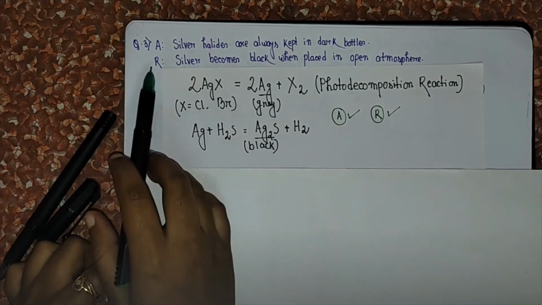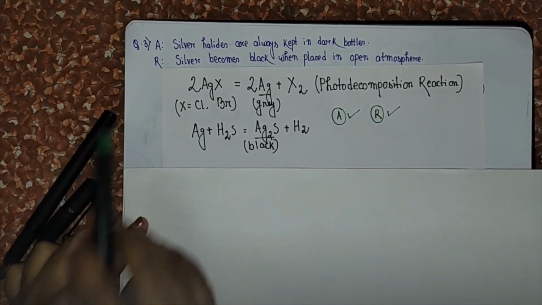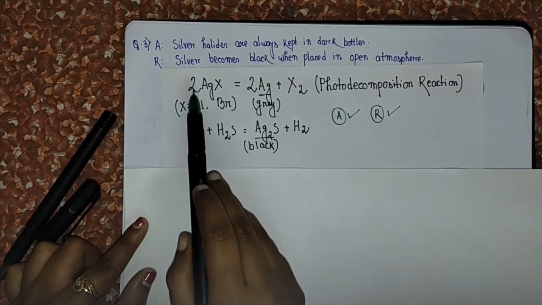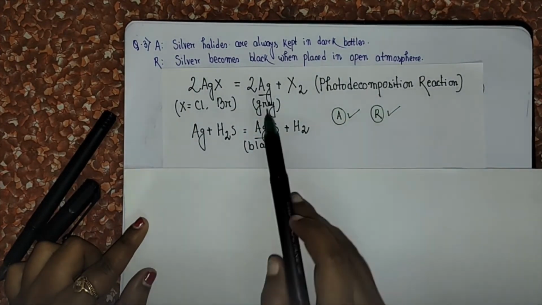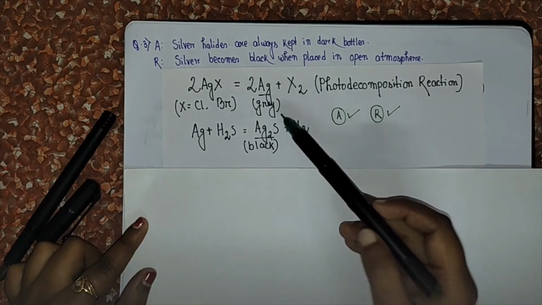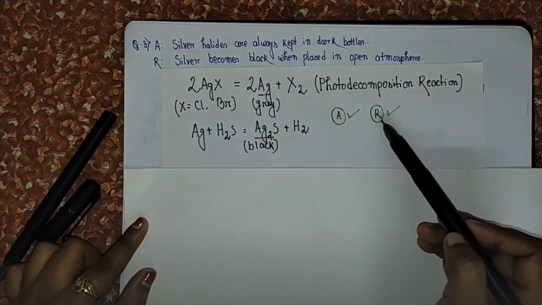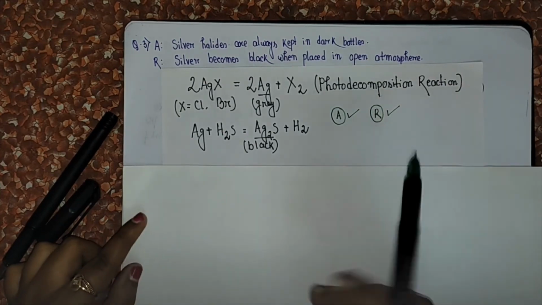But the reason is not the proper explanation of the assertion. Why is this so? Because when the silver halide undergoes photo decomposition, it forms Ag, which is grey in color, not black in color. So the reason is not the proper explanation of the assertion.